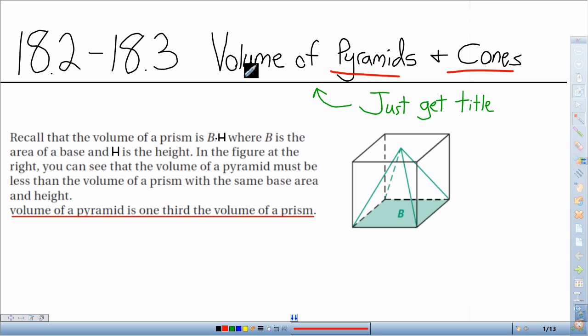All right. So all I need you to do on this is get the title, and then we'll explain where the formula for these two shapes comes from.